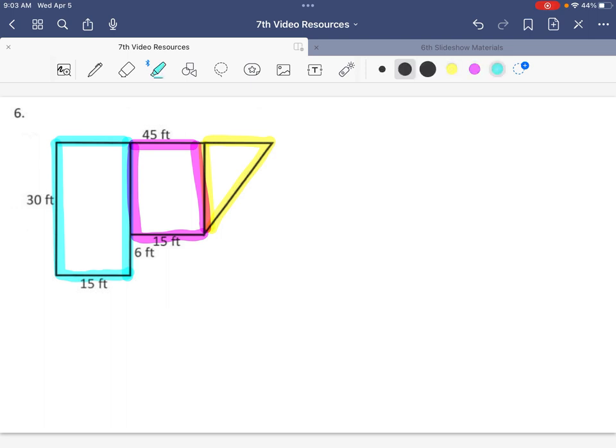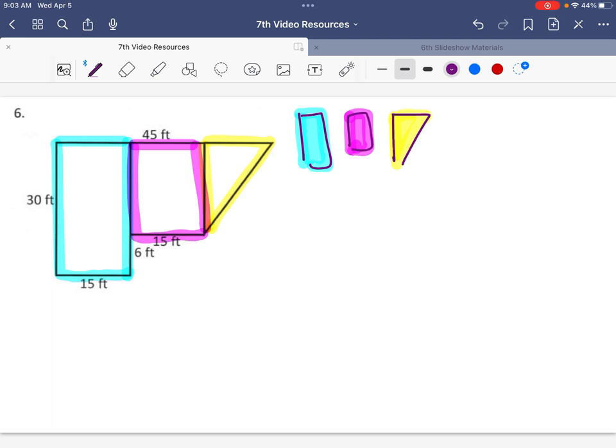To find the total area, I would need the blue rectangle, I would need the pink rectangle, and I would need the yellow triangle. So we're going to start by finding the area of those pieces.